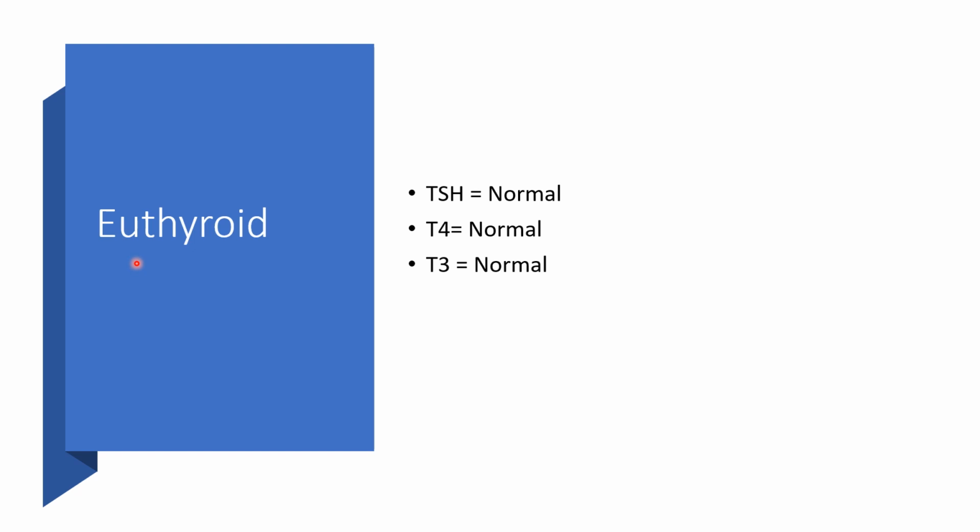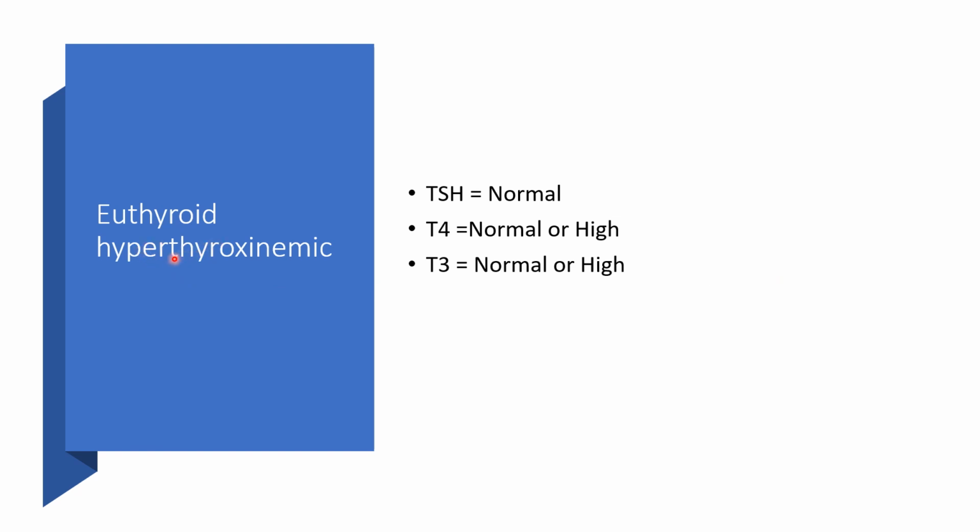Okay, let's now make specific diagnosis. In euthyroid, meaning everything is fine, everything is within the expected value. TSH will be normal, T4 will be normal, T3 will be normal, meaning they will not go below or above that normal range. In euthyroid hyperthyroidism condition, something is different, okay? TSH is normal, but hyperthyroidism is the issue now, so T4 will be normal or high, T3 will be normal or high.